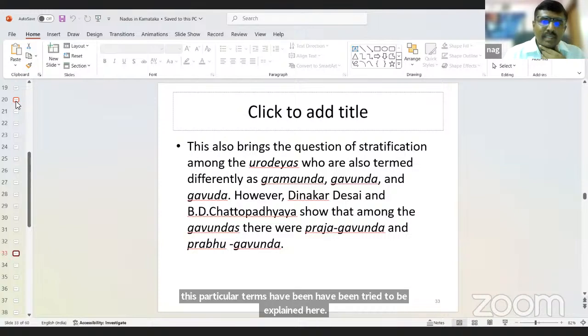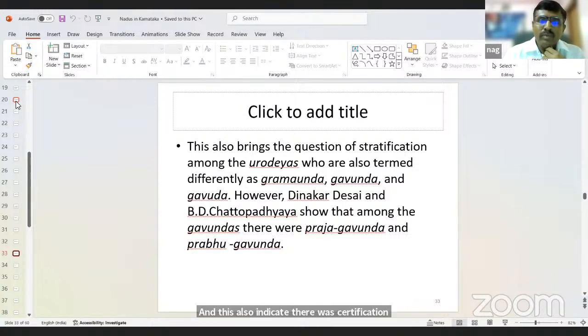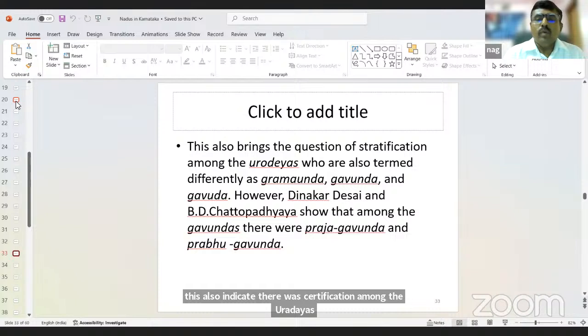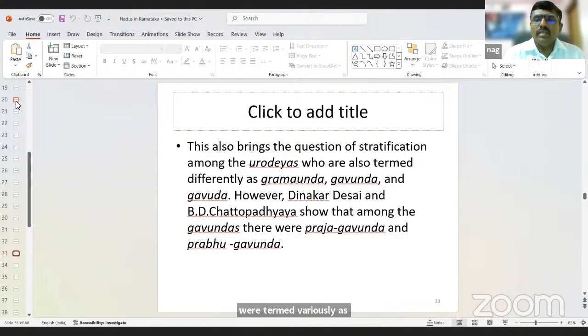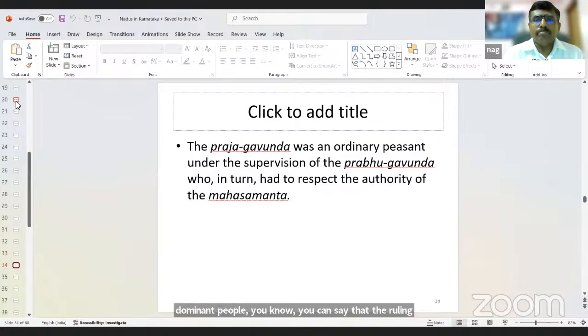And this also indicates there was stratification among the Urodayas, who are termed variously as Gamunda, Gaunda, and Gauda. Of course, all these terms refer to the same thing actually. But Dinakar Desai and Bidi Chattopadhyay show, because Bidi Chattopadhyay also studied the Nadus of Karnataka, that there are two kinds of Gaundas. One is Praja Gaunda and the other is Prabhu Gaunda. Praja means common person and Prabhu means dominant people, you can say the ruling class. So we find two kinds of Gaundas in the context of Karnataka.